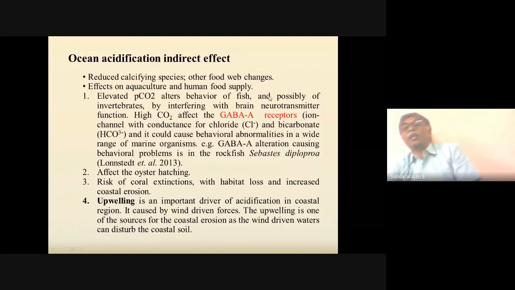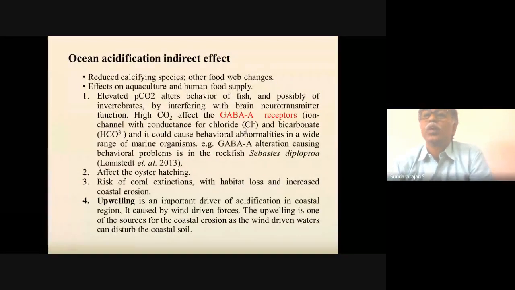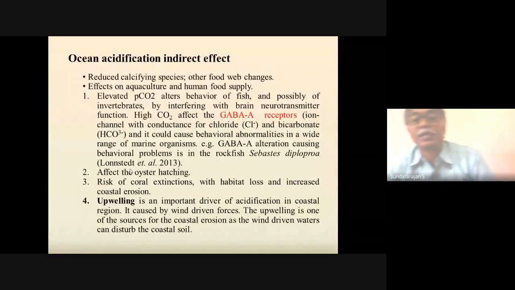Studies on elevated CO2 concentration are most important, and there are a few studies on the behavior of fish. High concentration affects neurotransmitter functions, interfering with them. High CO2 also affects the receptors and enzymatic activities. Bicarbonate causes behavioral abnormalities in a wide range of marine organisms, for example the behavior of rockfish. It affects oyster catching, and there is a risk to coral existence, with habitat loss and increasing coastal erosion. Corals are one of the important coastal products.